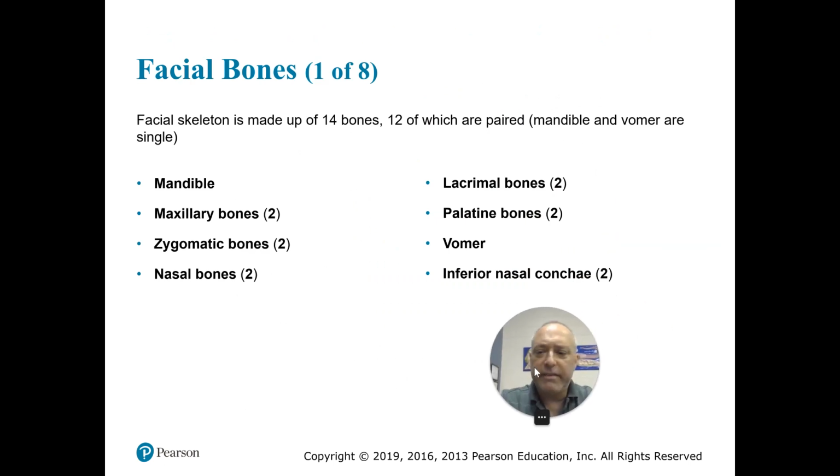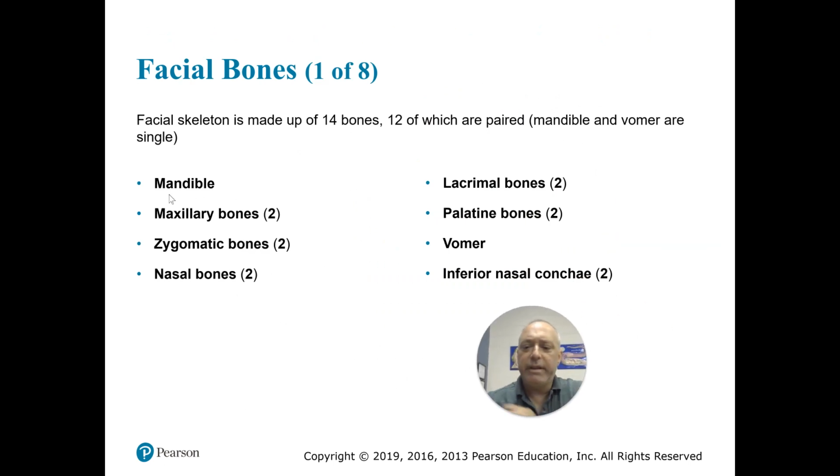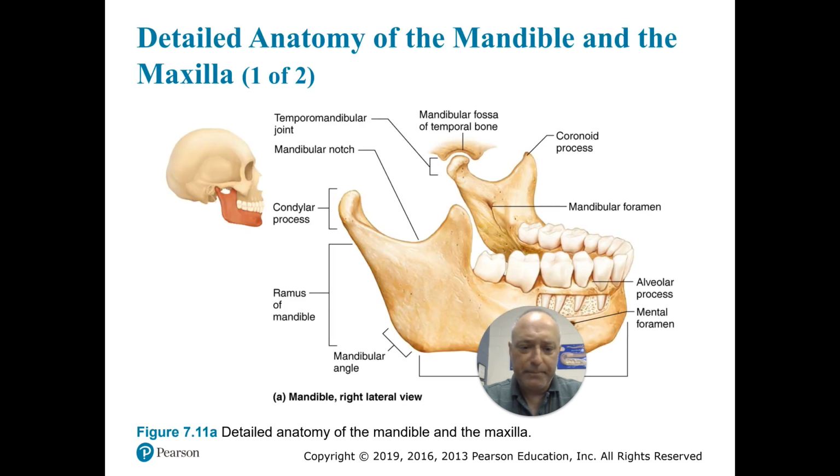So the facial bones consist of one mandible, even though it is fused with the mandibular symphysis. There are two maxillary bones. Those are fused as well. So one mandible, two maxillary bones, two zygomatic bones, two nasal bones, two lacrimal bones, two palatine bones, one vomer, and two inferior nasal conchae. So once again, one mandible, one vomer, two of the rest.